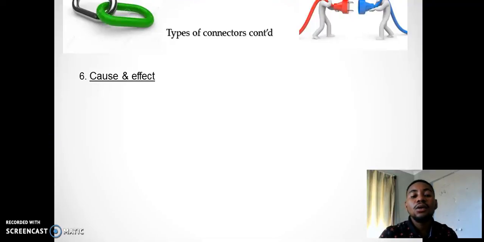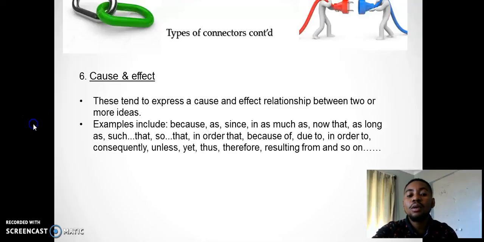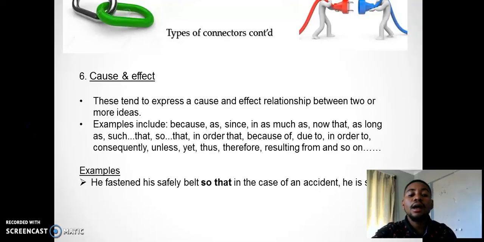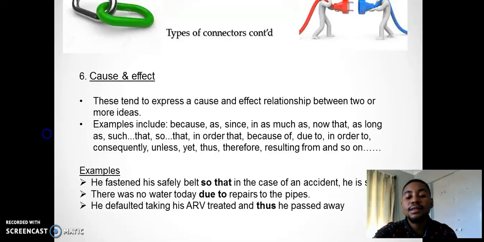Our last category of logical connectors is cause and effect. These tend to express a cause and effect relationship between two or more ideas. Examples are because, as, since, inasmuch as, and so on. Examples here are: he fastened his safety belt so that in the case of an accident, he is safe. There was no water today due to repairs to pipes.